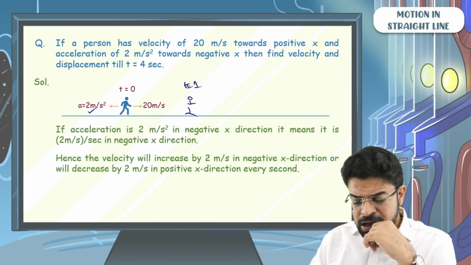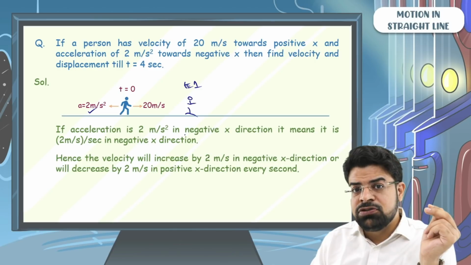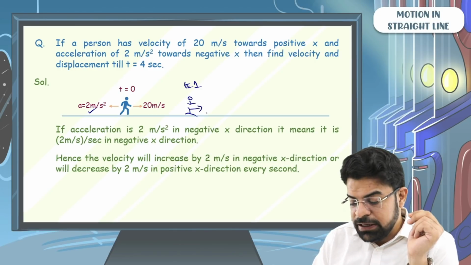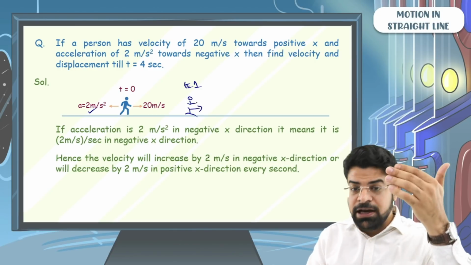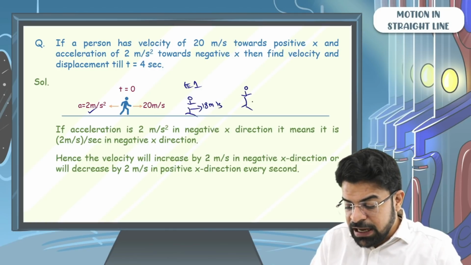Yes sir, quite easy. In 1 second, the velocity increases towards negative x by 2. So it decreases towards positive x by 2. Already it was 20. It will decrease by 2. It will be 18 meter per second. Can you tell me what will be the velocity at time equals 2 seconds?